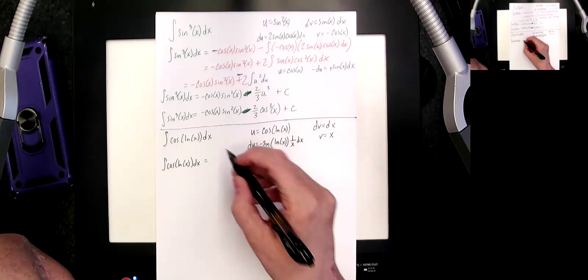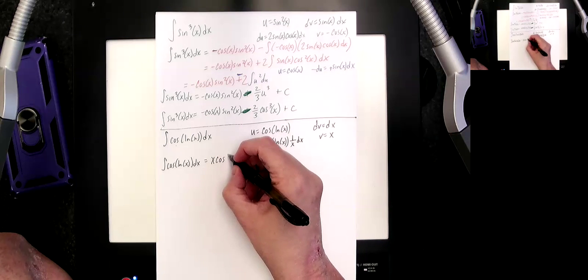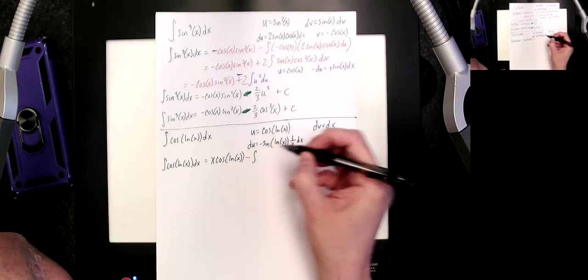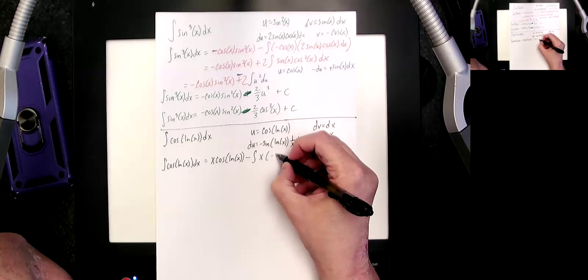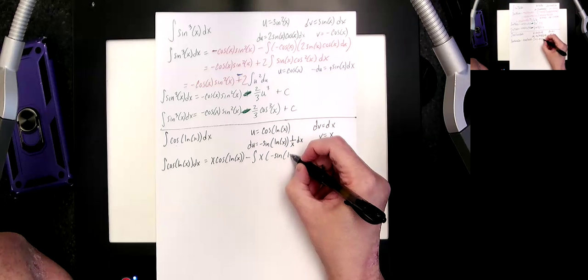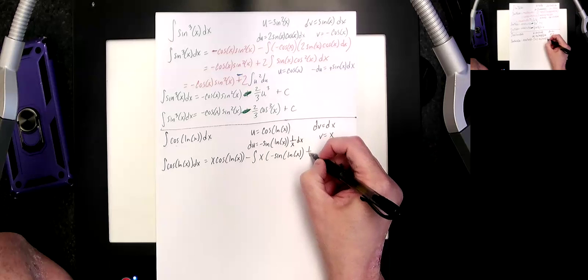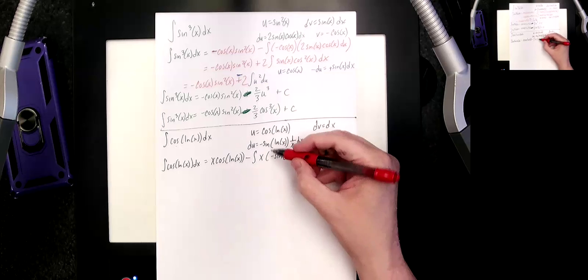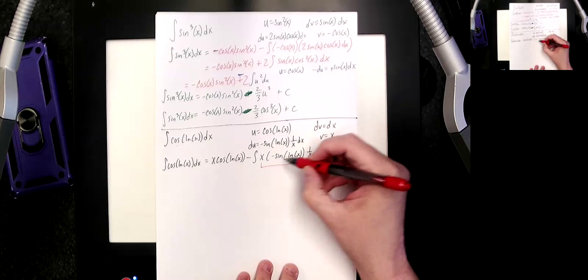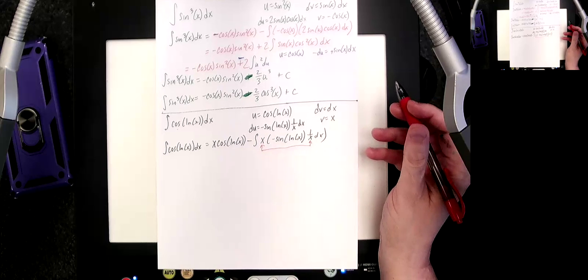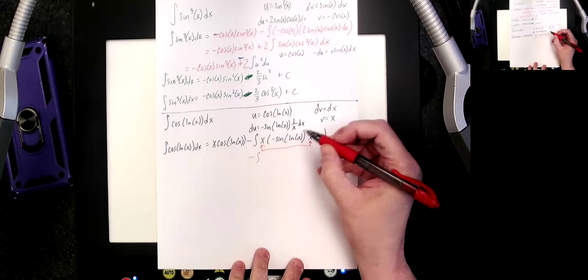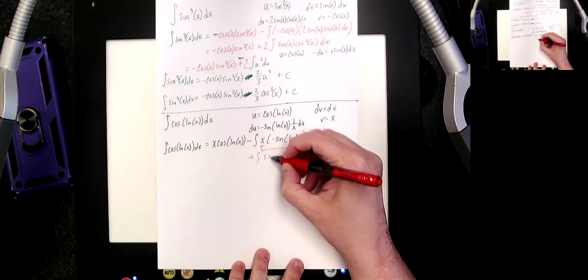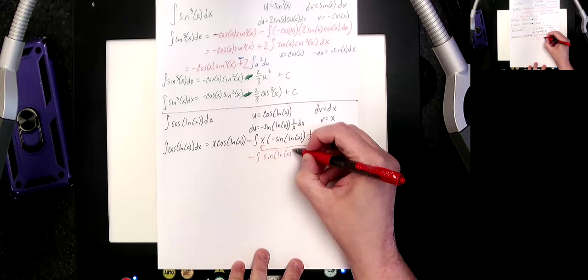We have x cosine natural log of x minus our integral of v du. And you'll see the x and the 1 over x cancel out. So that is really minus the integral, or plus, because there's two minuses, sine natural log of x dx.